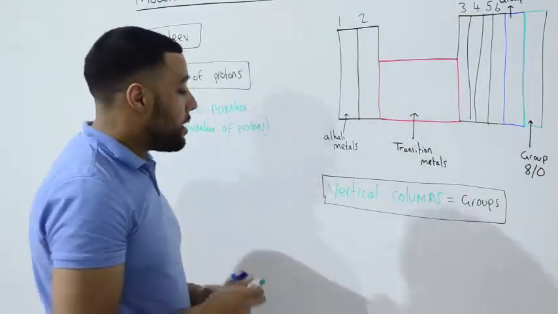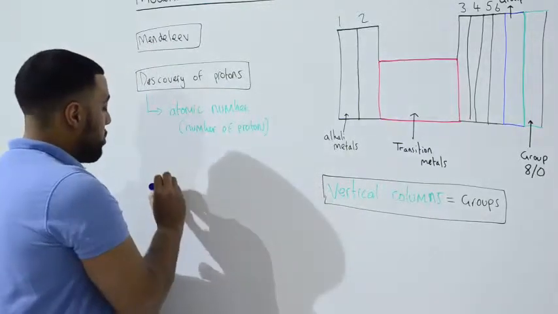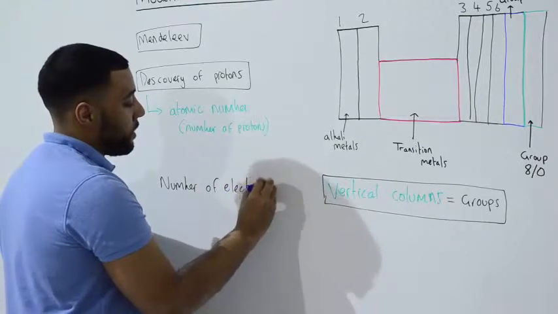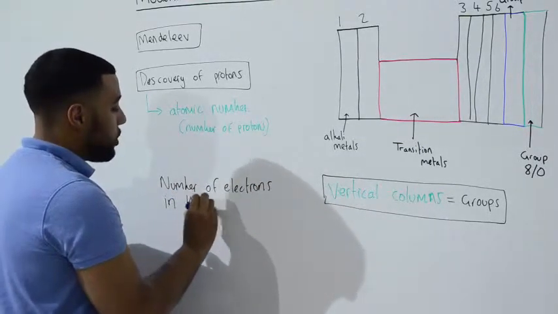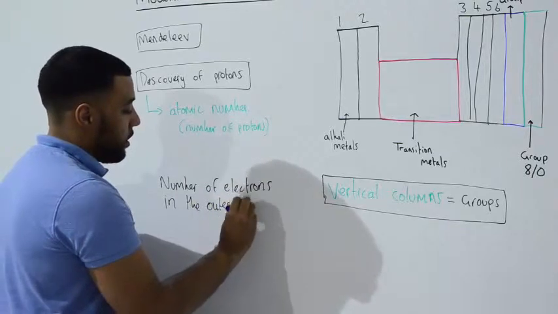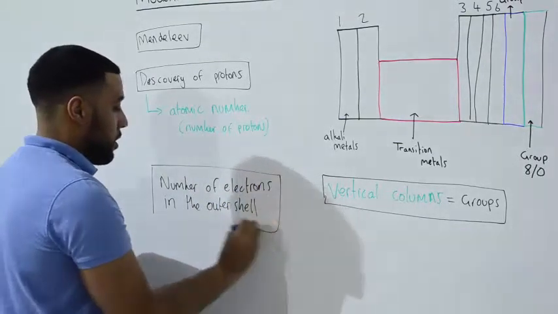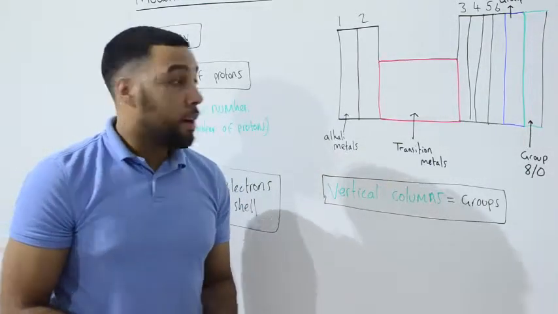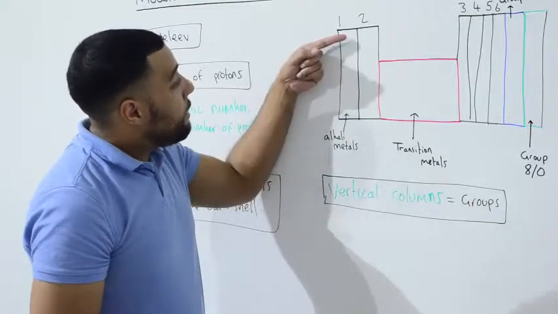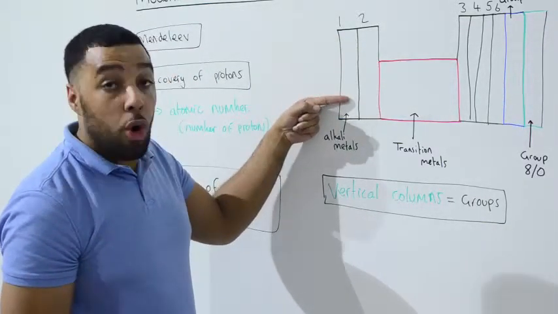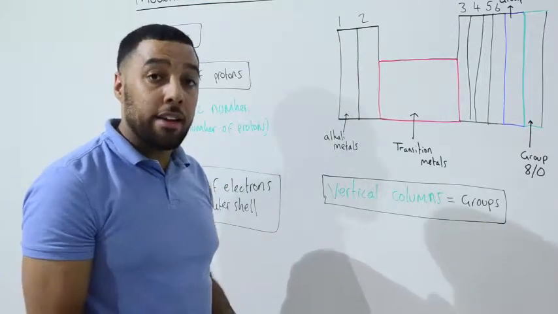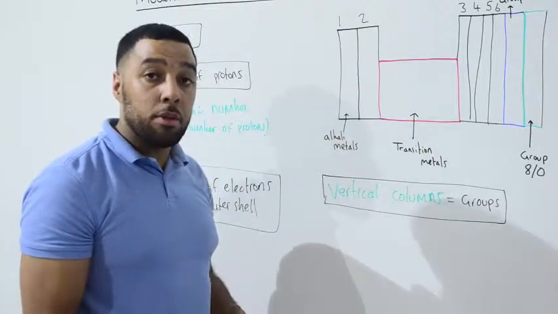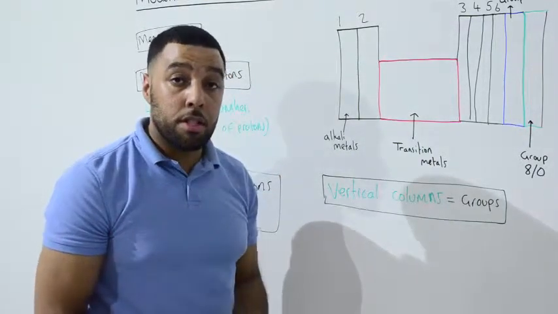Well, the reactivity is determined by the number of electrons in the outer shell. Or we could say the number of electrons in the highest energy level. For example, if you're in group 1, all the elements in group 1 have 1 electron in their outer shell. And this is why all the group 1 elements will have similar chemical properties.